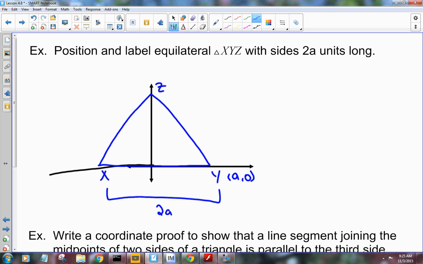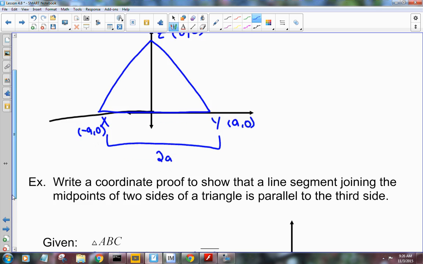And then to get to my X, what am I going to do? Negative X. I'm going to the left of the origin. So it would be negative A comma 0. Then to get to Z, I don't go anywhere left or right, so my X is 0, and then my height, I really don't know what it is, so I'm just going to let it be B. Okay. So that's what it would look like if you centered it at the origin.